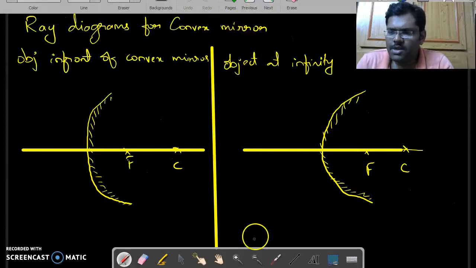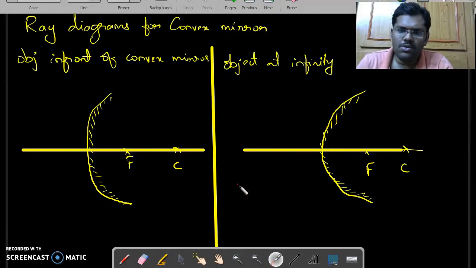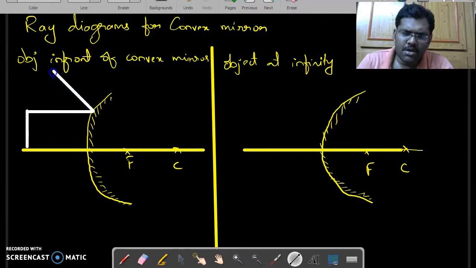For the convex mirrors, we have only two cases. The first one is when the object is placed in front of the convex mirror. In front of the convex mirror means anywhere you can place it, so I am placing it over here. This is the object. The first ray is passing parallel to the principal axis. What do you have to do? It will pass away from the convex mirror as it appears to be coming from the focus.